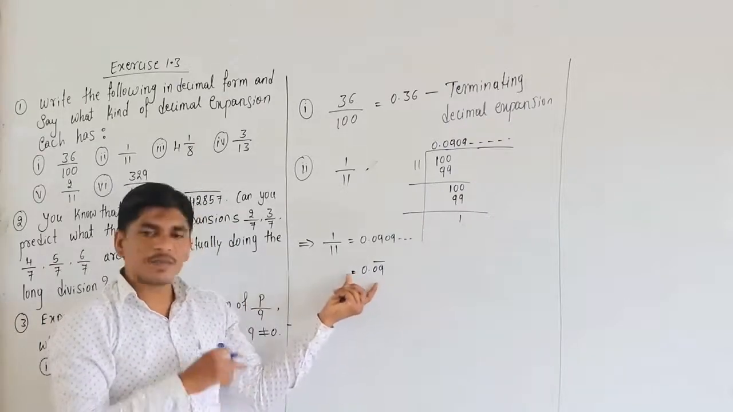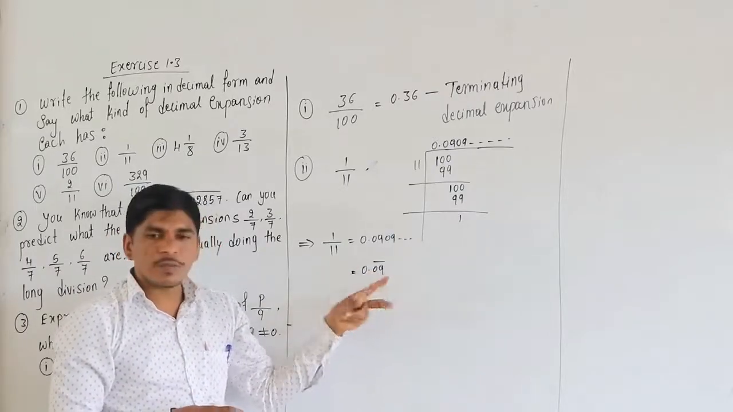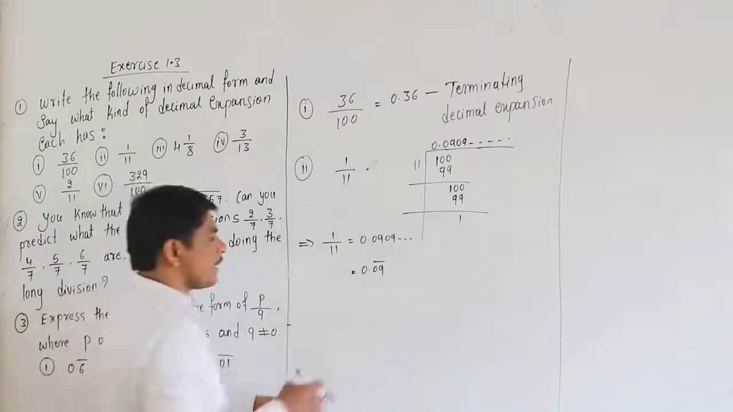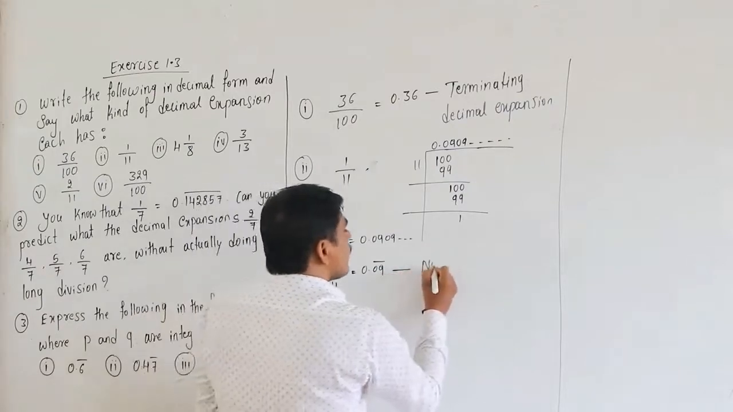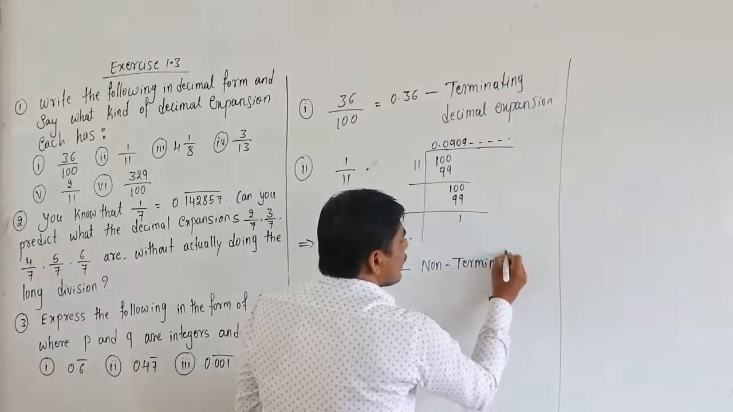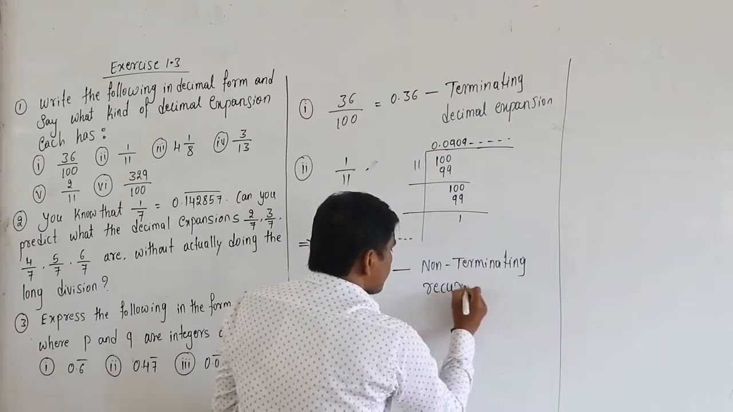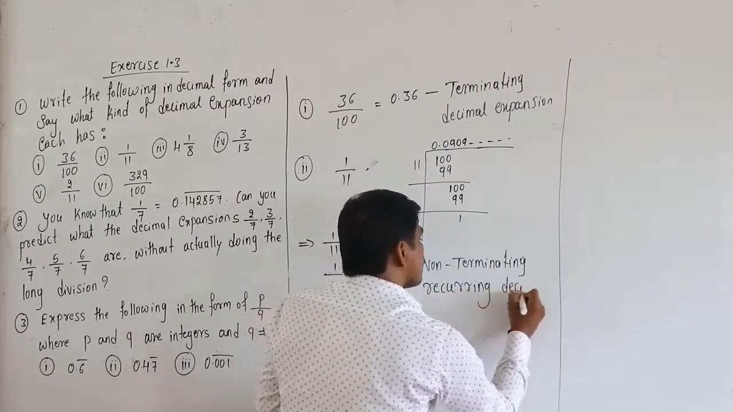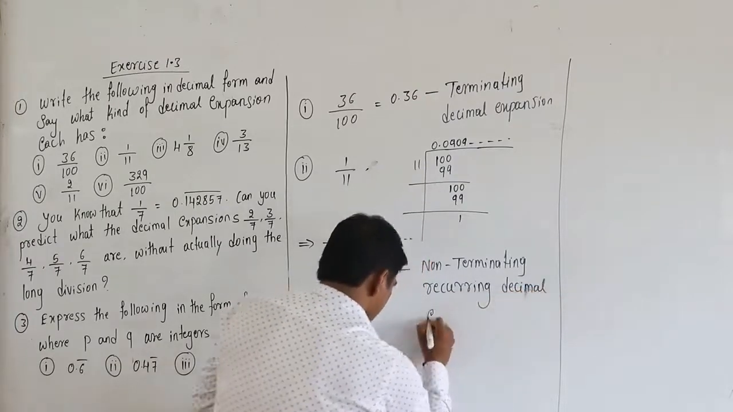It means the remainder does not become 0, and 09 is continuously repeated. These two digits are continuously repeated. That's why this is a non-terminating recurring decimal expansion.